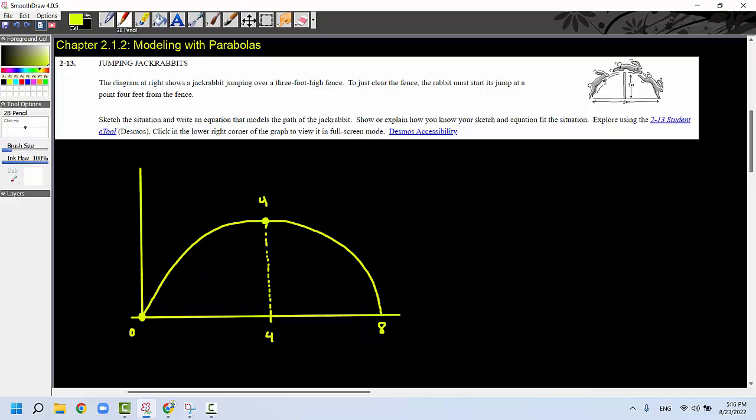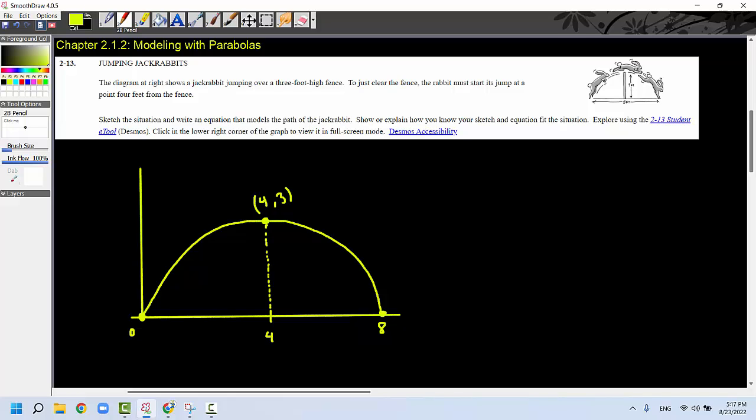I'll clean that up a little bit. (4, 3) as my vertex, right? I know that because his apex happened halfway between his jump, as dictated by the drawing in here. And because we're using a parabola to model this, the vertex would be in the dead center of the x-intercepts. 3, because he's 3 feet high. We see that based on this picture right here.